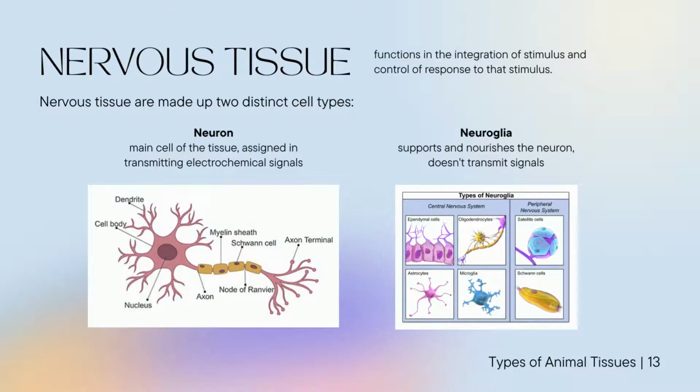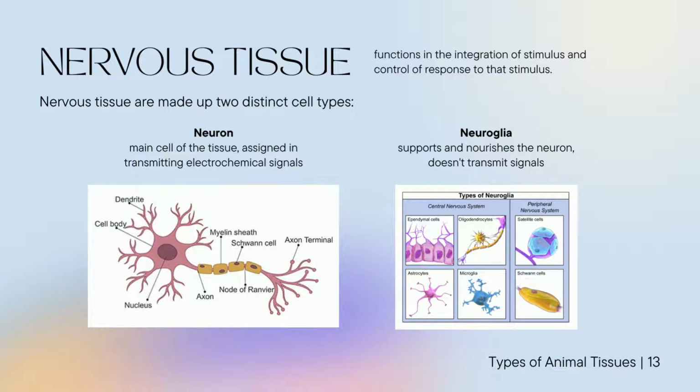Lastly, nervous tissue. It functions in the integration of stimulus and control of response to that stimulus. So nervous tissues are made up of two distinct cell types, the neuron and the neuroglia. So the neuron is the main cell of the nervous tissue. It is assigned in transmitting electrochemical signals. So, for example, when we have a stimulus, the function of the neuron is to transfer this signal all over the body in order for the body to become aware of the stimulus that we have.